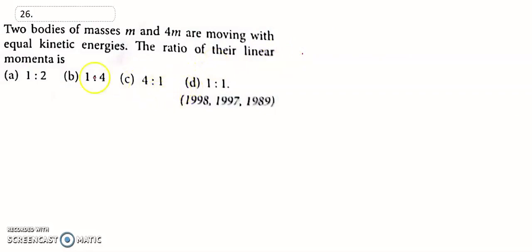The 26th question: two bodies of mass m and 4m are moving with equal kinetic energies. What is the ratio of their linear momentum? So moving with equal kinetic energy, linear momentum. Kinetic energy is P square divided by 2m.